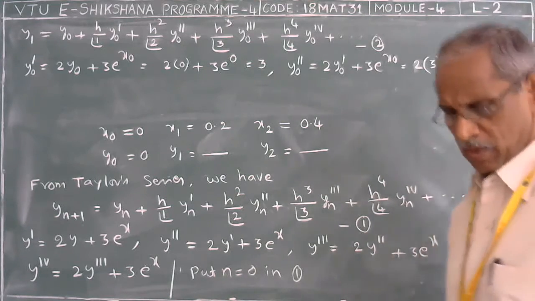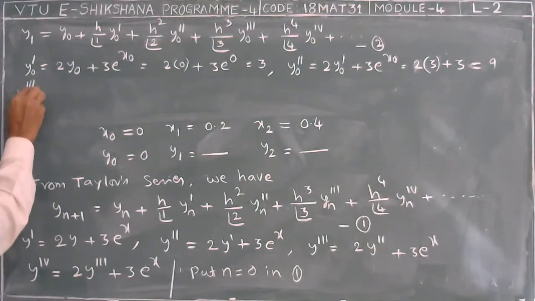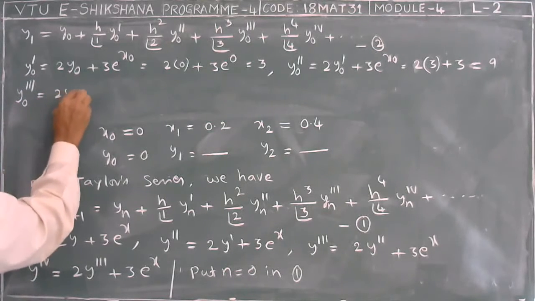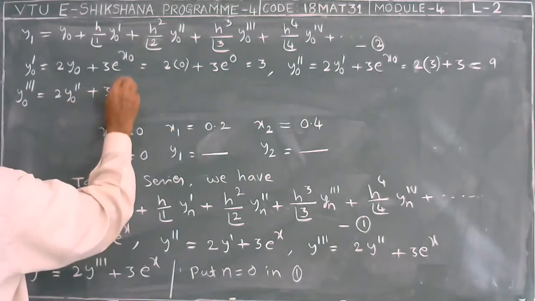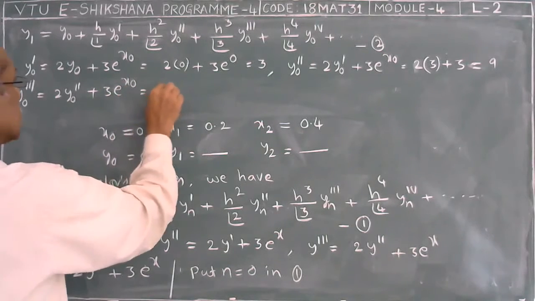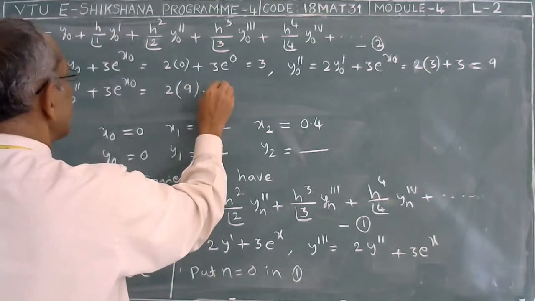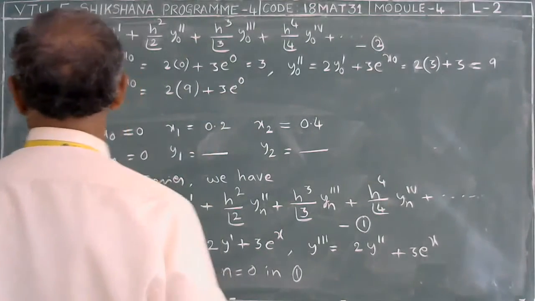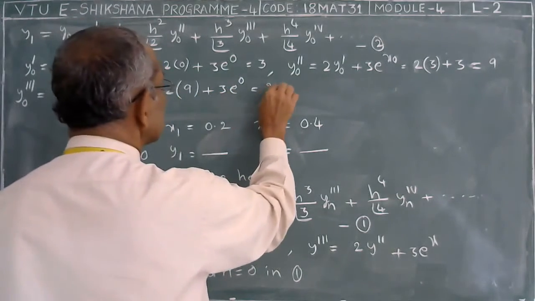6 plus 3 is equal to 9. That is y naught triple dash is equal to 2y naught double dash plus 3 e power x naught. So this is 2 into y naught double dash, which is 9, plus 3 into e power 0, that is e power 0, this is 3. 18 plus 3 is 21.